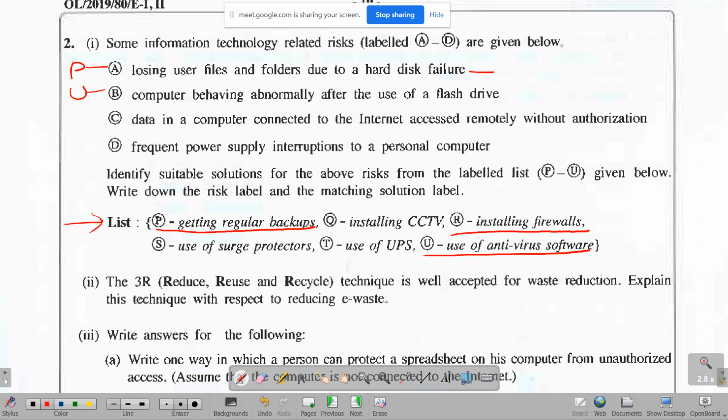And frequent power supply interruption to a personal computer. Frequent power interruption is not good for any computer. It doesn't matter whether it is your computer or my computer or anyone else's computer. So a steady power supply needs to be given. Then we use the UPS, uninterruptible power supply.